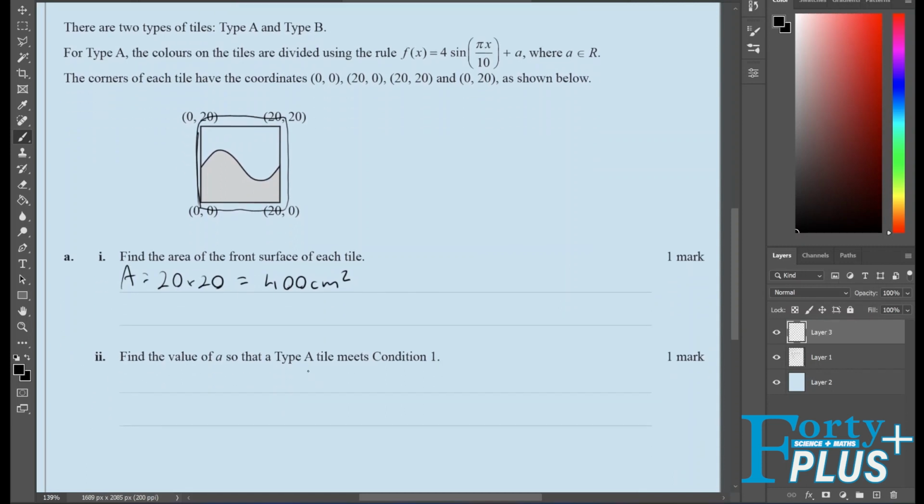Part 2, find the value of A so that type A meets condition 1. If we have a look at this tile here, we're using the sine function, which oscillates around an equator. So for the color to take up half the area, the equator must sit halfway up the tile. The tile has a height of 20, so that must mean that the equator sits at 10. So A equals 10.